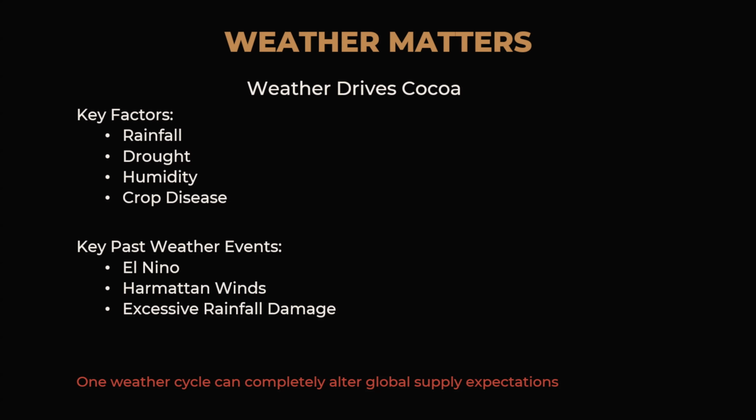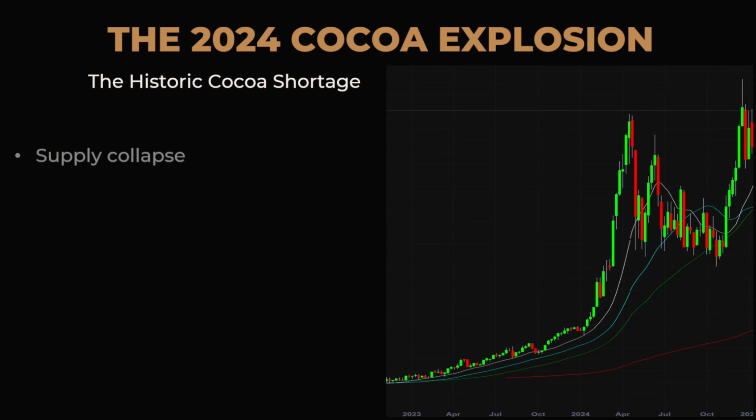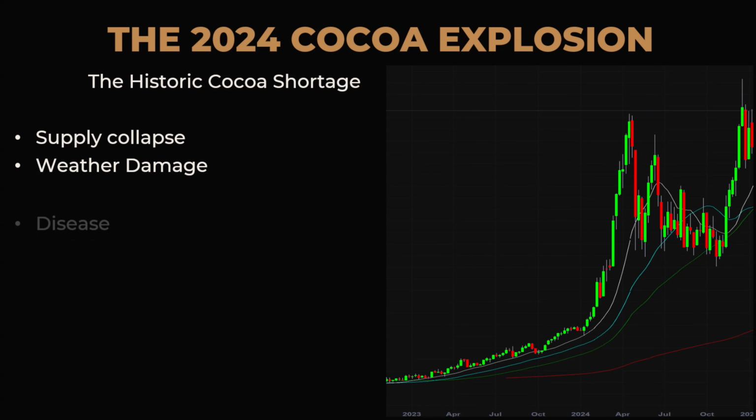We saw this play out in 2024 with the cocoa explosion. There was a historic cocoa shortage. It was a combination of weather damage, disease, supply collapse, and liquidity stress that created one of the most aggressive commodity rallies seen in years. And as liquidity dried up, volatility expanded even further.